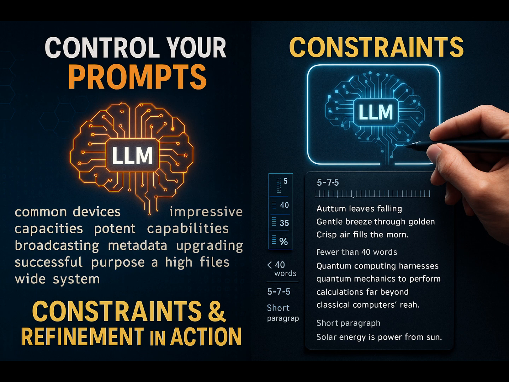Now, the source material also mentions something called iterative refinement. How do constraints fit in with that process? Yes. That's where things get really dynamic, actually. Iterative refinement is basically that back and forth process. You give a prompt, get a response, then you refine it with follow-up instructions. Okay, like tweaking it. Exactly. And constraints are perfect for that tweaking process.